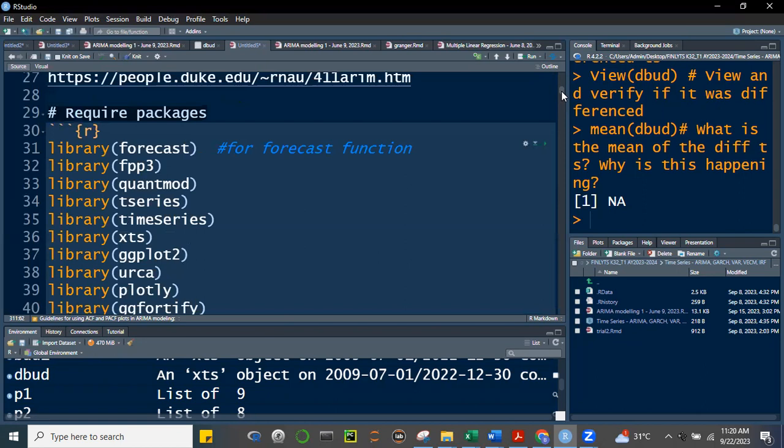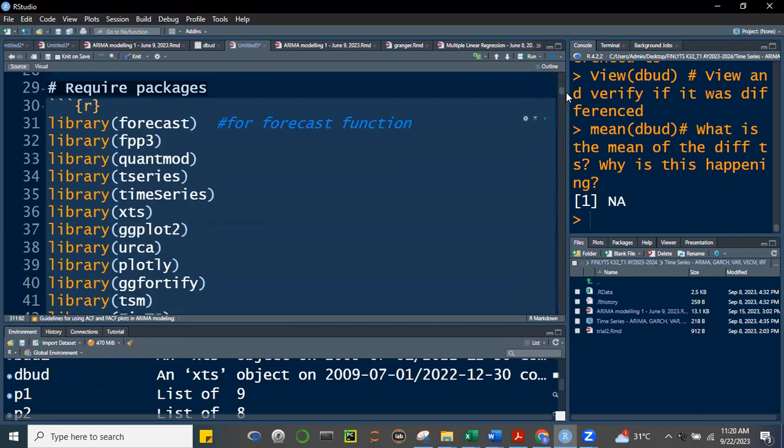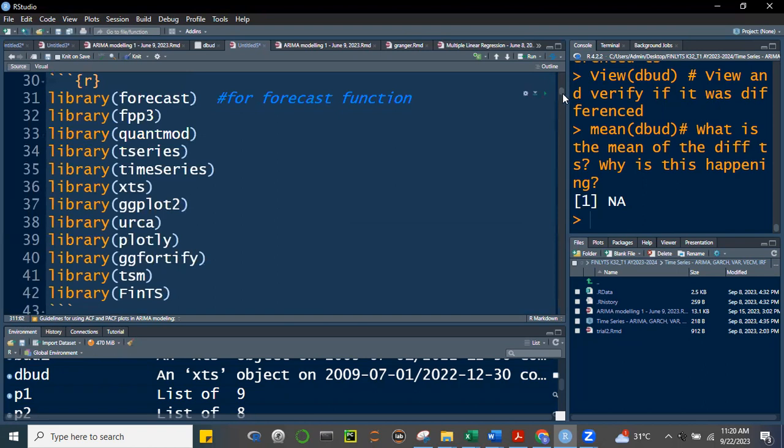Just by way of review, we use this file, and we use these packages: forecast, FPP3, quantmod, tseries, time series, XTS, ggplot2, URCA, plotly, and so on. I said it will be good for us also to use FinTS, financial time series. It will be good for you to familiarize yourself with the functionalities. Of course, you need not know all the functionalities of each package.